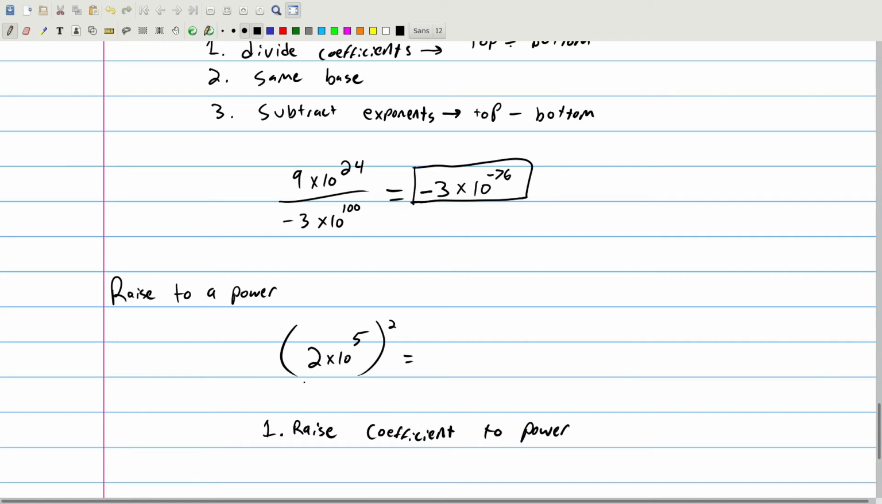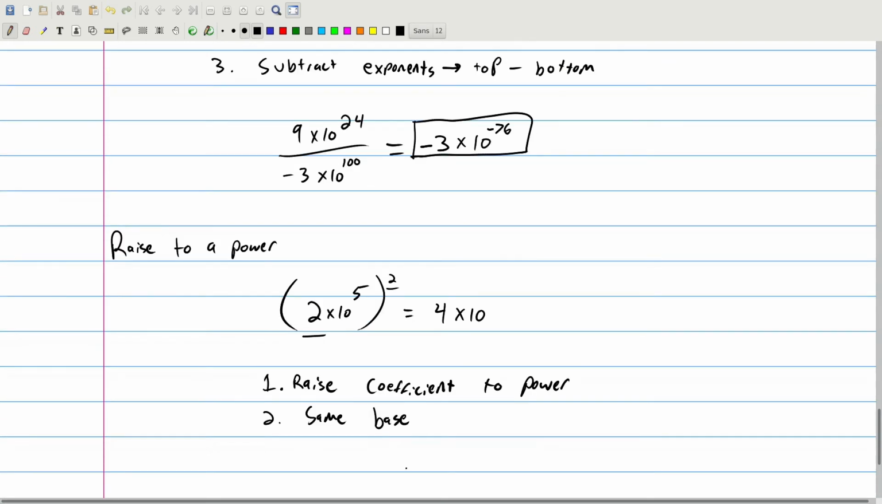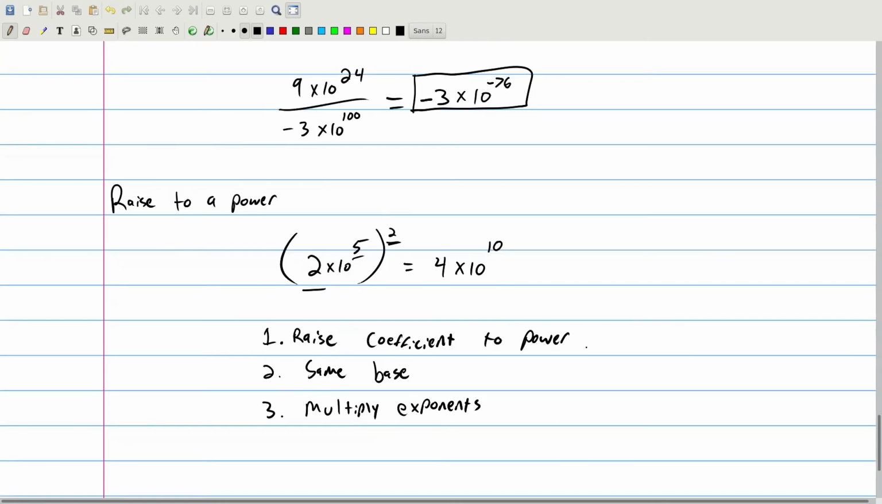So what is 2 squared? 2 squared is 4. Times 10, same base always. And our third step is we are going to multiply exponents. So 5 times 2 is going to be 10. 4 times 10 to the 10th is our answer to this one.